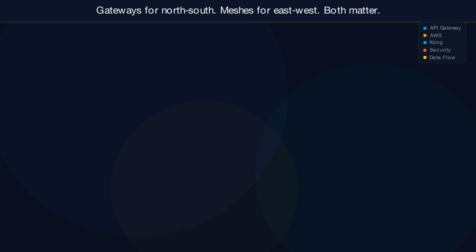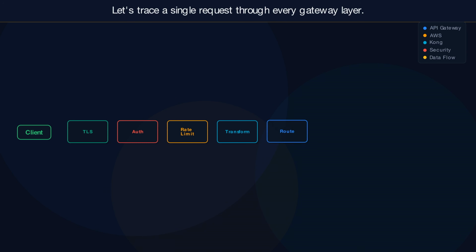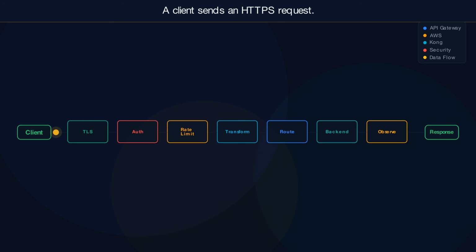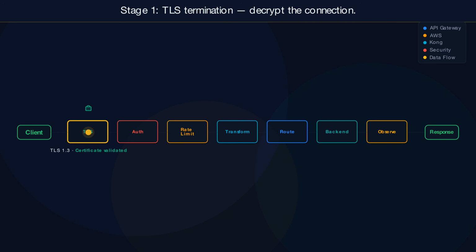Request lifecycle deep dive. Let's trace a single request through every gateway layer. 7 stages: TLS termination, authentication, rate limiting, transformation, routing, backend processing, and observability. A client sends an HTTPS request. Stage 1. TLS termination. The gateway terminates the TLS connection, validates the server certificate, and establishes a secure channel. Modern gateways use TLS 1.3, which eliminates the extra round trip of TLS 1.2 by combining the handshake.